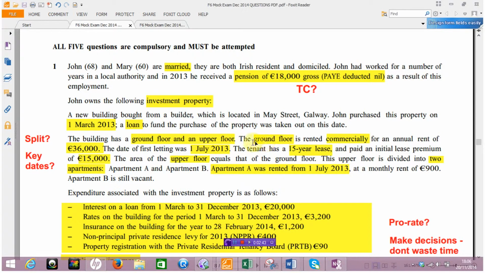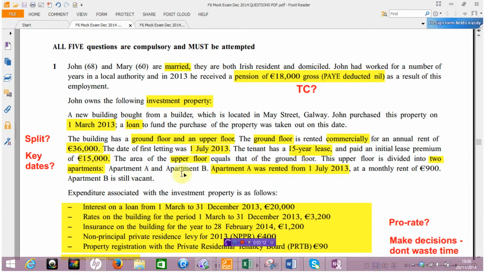Okay, so for the ground floor, which is commercial, we have a full year's rent, and they generally tend to give you the rental income annually, and it's highly likely that not all of the rent will be included within the income tax computation. We know that a key issue for case 5 income is the date of first letting, and that's why that date of 1st of July is certainly significant. We'll also see that as per usual they include a premium, so we need our formula for that.